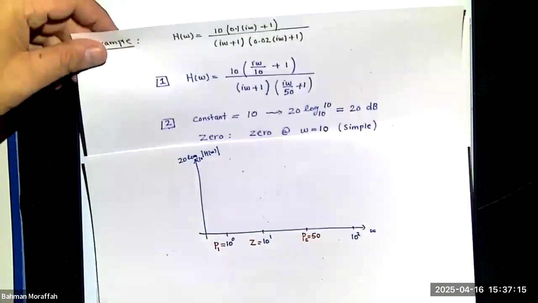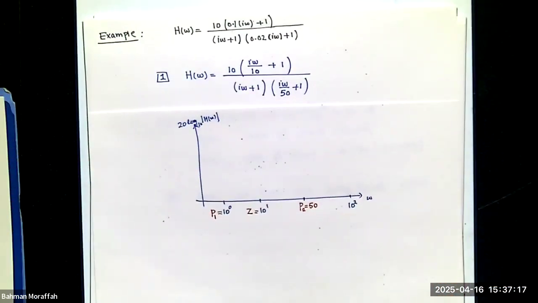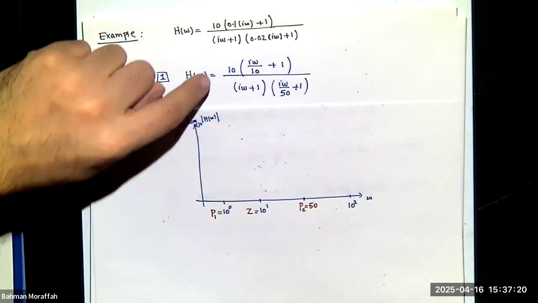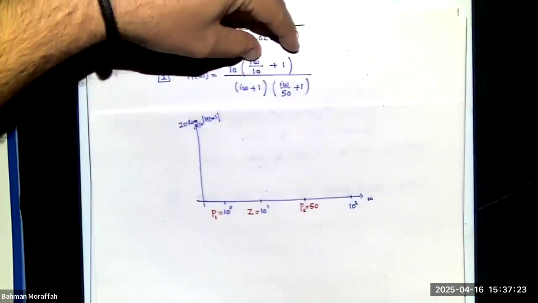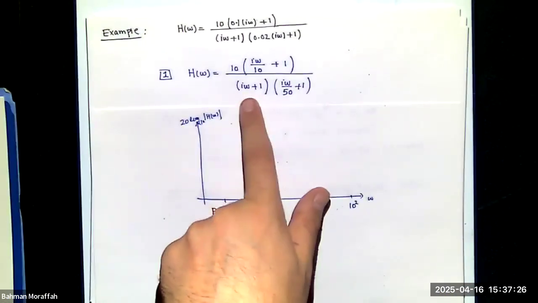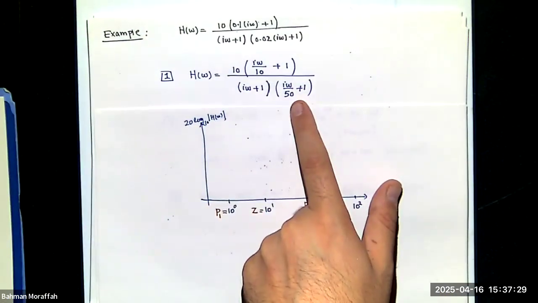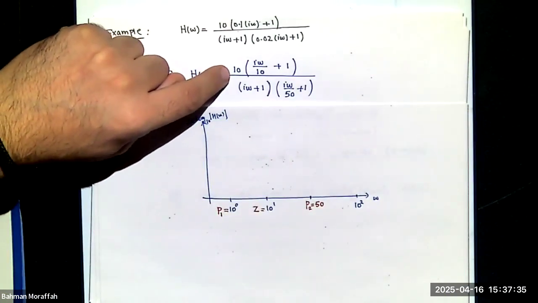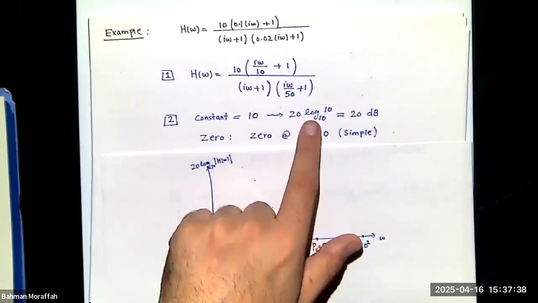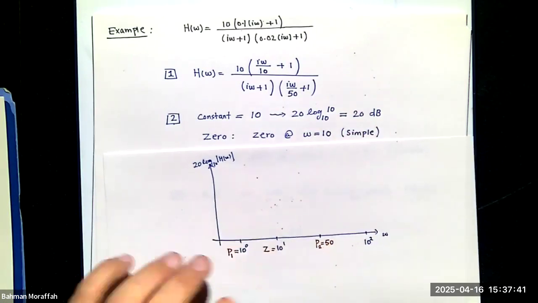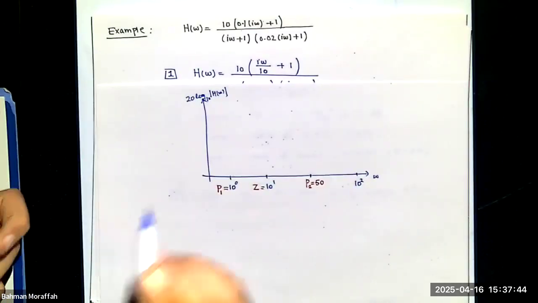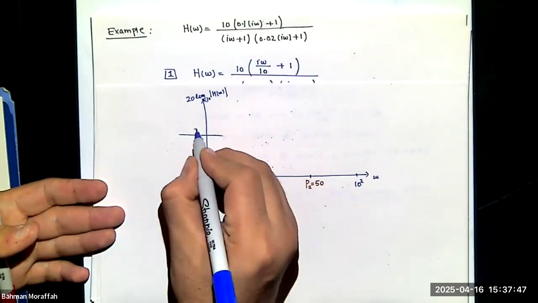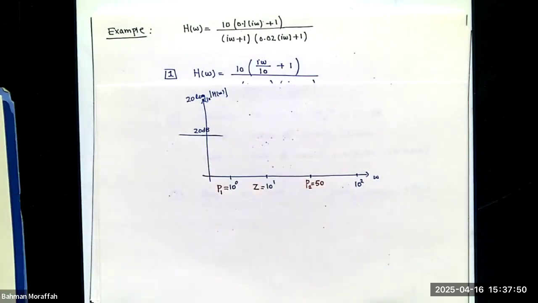If I want to plot this function, I have to plot 20 times log 10 of 10 plus 20 times log 10 of magnitude of this minus 20 times log 10 of magnitude of this minus 20 times log 10 of magnitude of this. So let's just start plotting this 10. What was the 20 times log 10 of 10? That was 20 dB. So I have 20 dB, and it remains at y equals 20 dB till I hit this first pole.